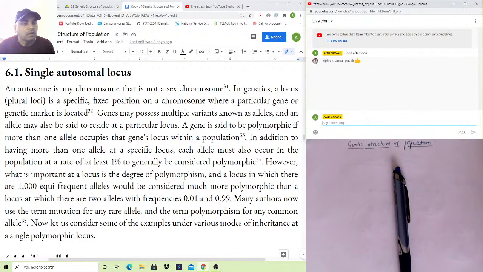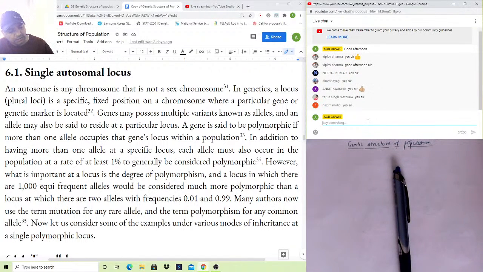So basically, in last classes we have introduced the concept of genetic structure of population, and today we will be doing our actual business, that is the estimation of the allelic and genotypic frequencies. Okay. So basically, from today onwards, there are some simple derivations we will be taking up, through which we will be in a position to estimate the allelic and genotypic frequencies.